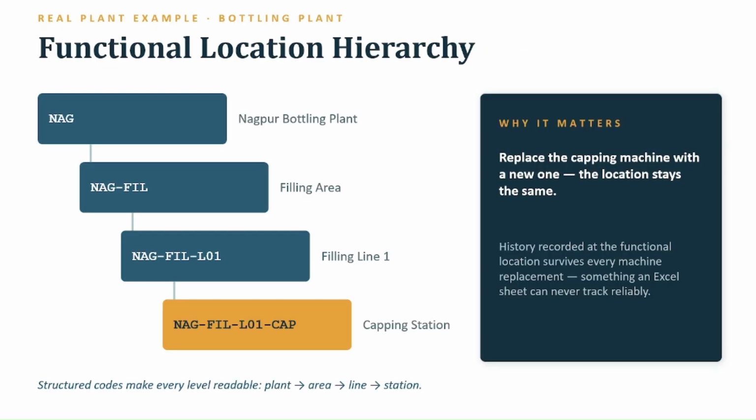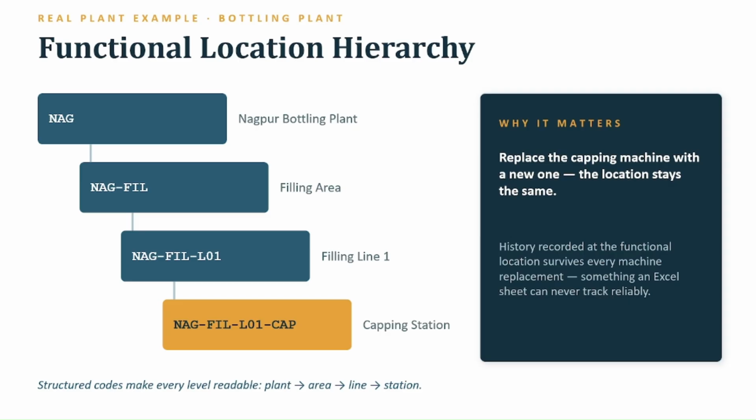So now we see the functional location hierarchy. How do we design the functional location hierarchy? For example, Nagpur bottling plant. In Nagpur there is a bottling plant. In the bottling plant there are multiple sections. One section is the filling area. In the filling area there is one filling line. In the filling line there is a capping station. So from the functional location we know the exact location of the filling line and the exact location of the capping station.